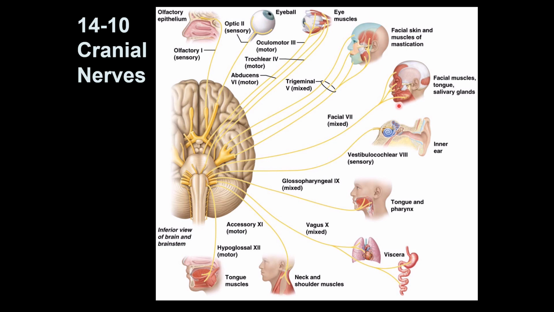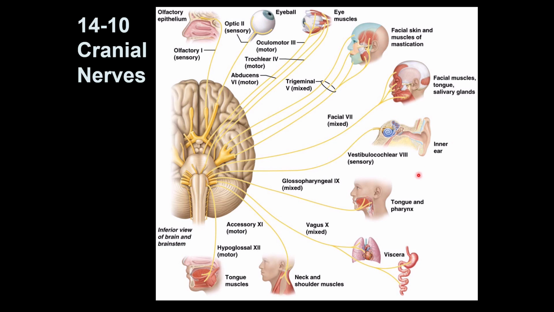Cranial nerve 8 is called the vestibulocochlear nerve. It has two parts, and this is also a special sense. So there are three special senses. One is olfactory, the other one is optic, and the third one is vestibulocochlear.